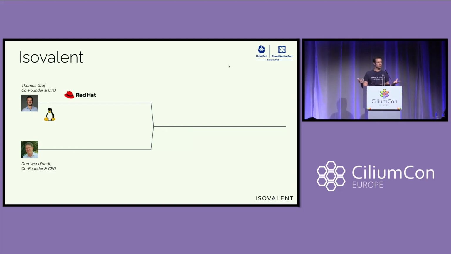My background is in Linux kernel development. I was at Red Hat for 10 years working on the Linux kernel. Dan was at a startup called Nicira, working on Open vSwitch. I was actually working on Open vSwitch as well. That's how Dan and I met for the first time. Then eBPF started to appear in 2014. I joined Cisco for a couple of years, and then we started Cilium.